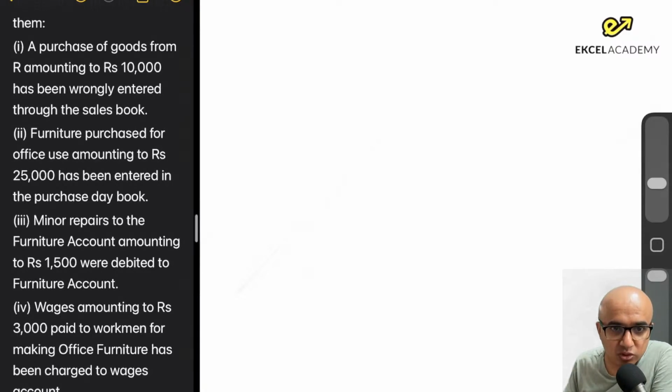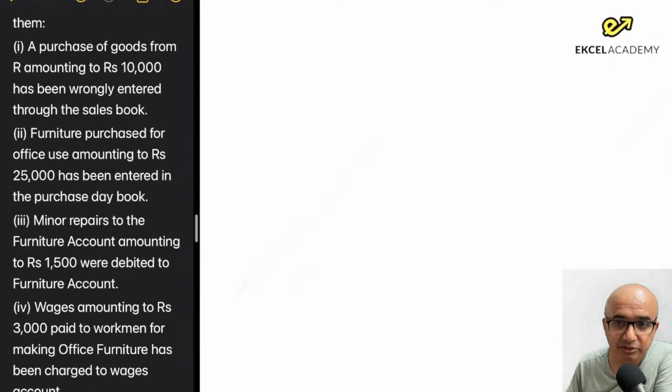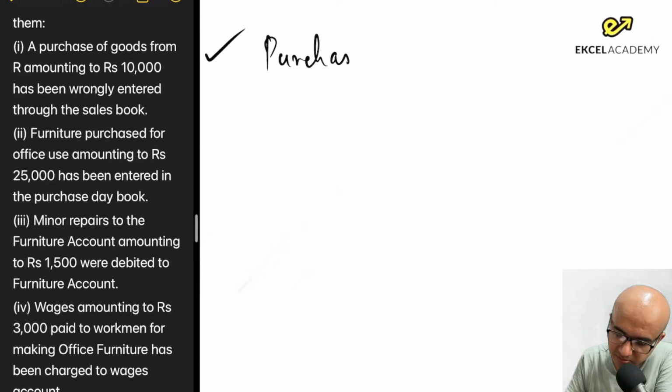A purchase of goods from R amounting to rupees 10,000 has been wrongly entered through the sales book. Okay. So wrongly entered through the sales book means only one thing: they have treated it as sales instead of treating that as purchase. The correct entry which they should have recorded would have been purchase account debit 10k to R's account.